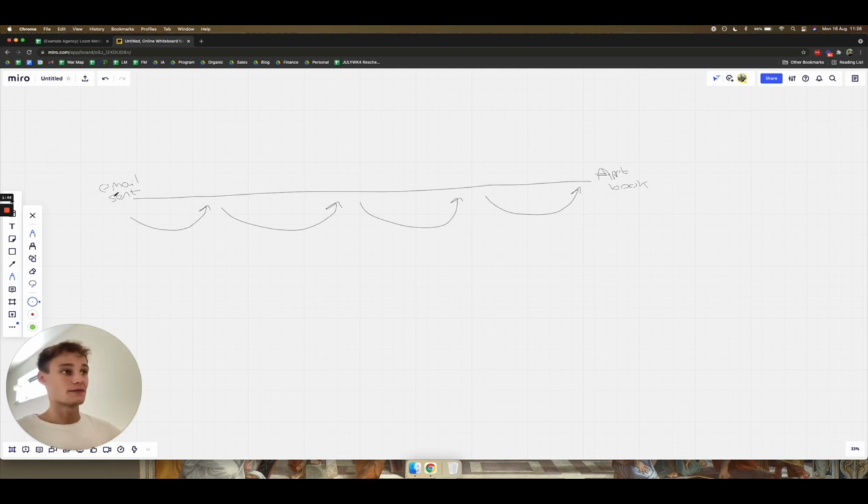So instead, the way to think about this is to think in these stages that I've just defined here. The first one would be: are people opening my email?